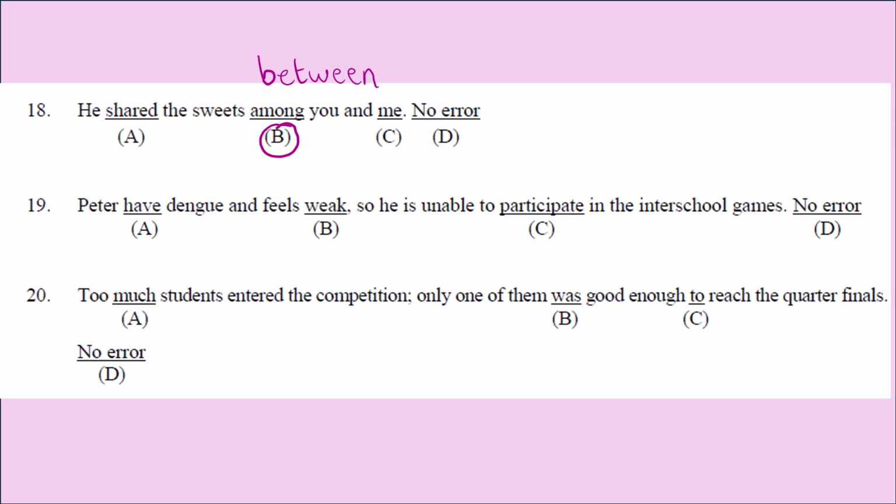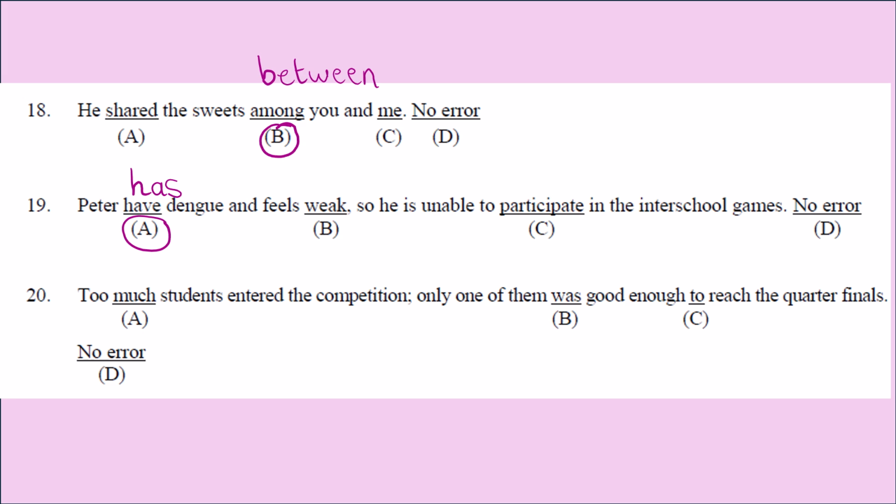Number 19. Peter have dengue and feels weak, so he's unable to participate in the inter-school games. The error is at A. We need the singular form of have, which is has, because we're talking about only one person. Okay, so we need the singular form has.